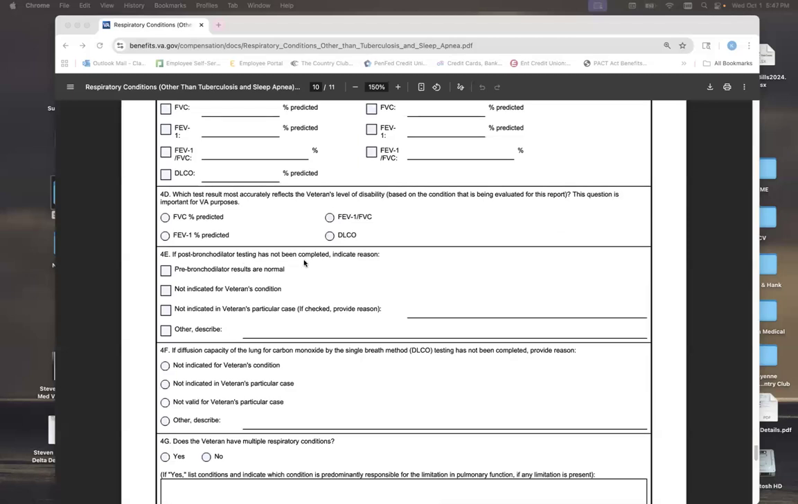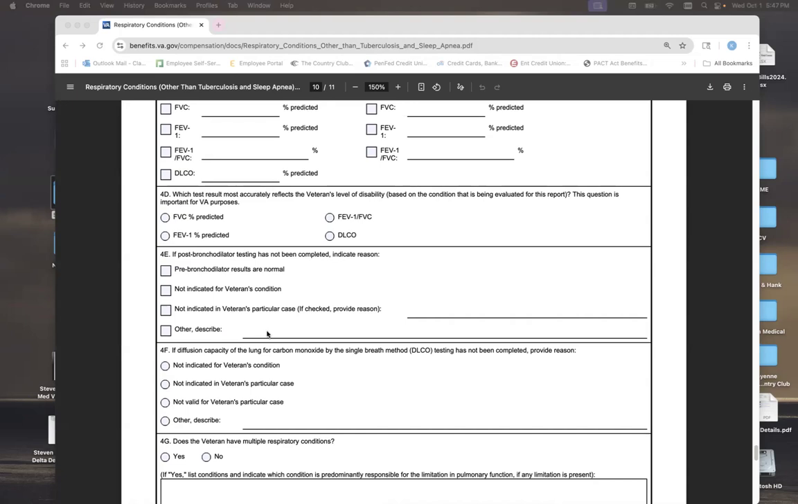If post-bronchodilator testing is not performed, then you indicate why. And most commonly, post-bronchodilator testing is not completed if the pre-bronchodilator results are normal. As I'm going to reference our first lecture here, where we went over that if the FVC percent predicted is more than 80%, the FEV1 percent predicted is more than 80%, and the FEV1 to FVC ratio is more than 80% predicted, all those percent predicted, you don't typically do post-bronchodilator testing, okay?